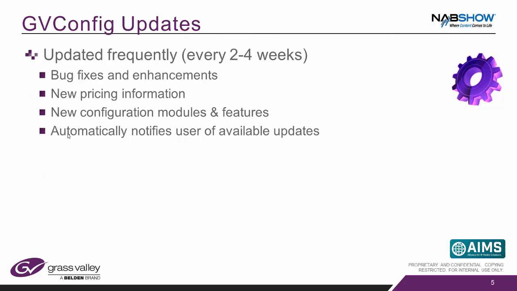GVConfig is updated regularly and automatically checks for updates. Updates always include the most recent pricing information and typically include new products or enhancements to existing products. With the exception of the ITX module, which is limited to specific individuals in the sales engineering organization, all employees of Grass Valley may access any of the existing product configuration modules and may switch freely between various price books. Third-party users are limited to the modules and price books specified in their individual licenses.